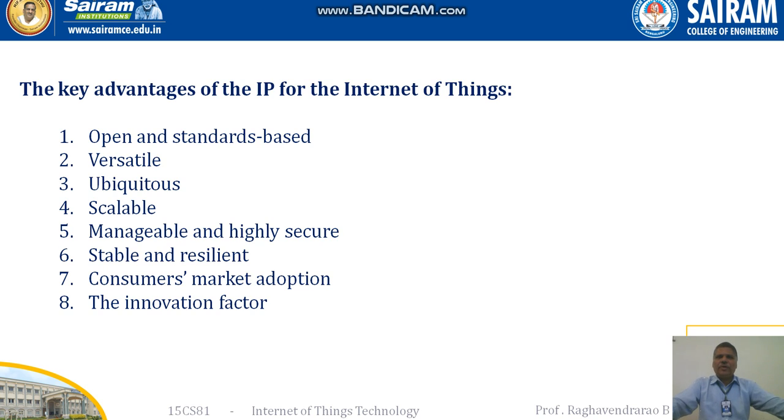So nowadays, whatever we think about the data, it can be kept in cloud services, and wherever we go, it is going to follow. So we don't need any data to be carried on our pen drives. If the internet is there, we can access that data anywhere. So these are the main advantages of IP for the Internet of Things.